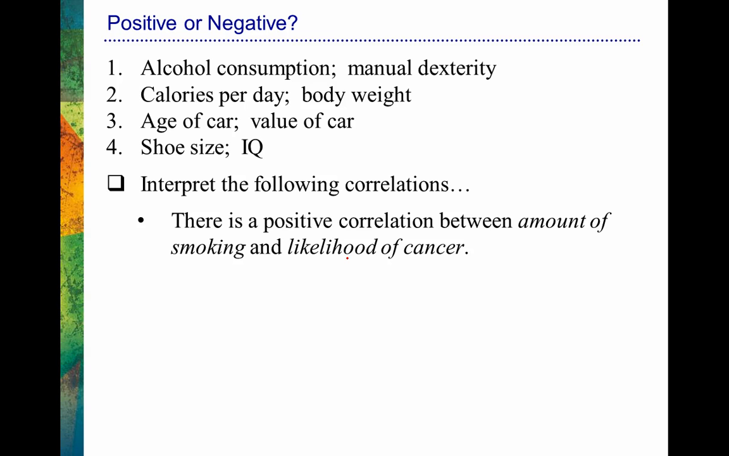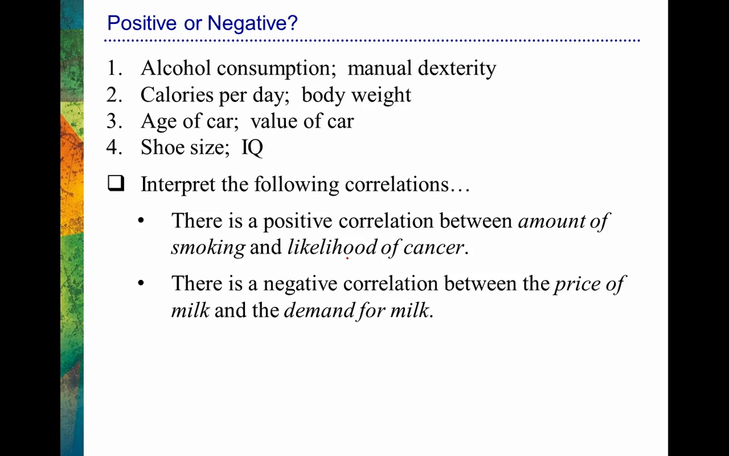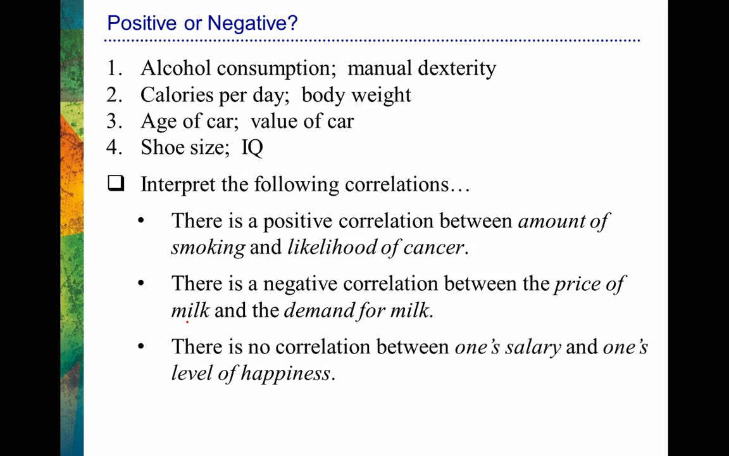What about this? There's a negative correlation between the price of milk and the demand for milk. So it's a negative correlation. So if the price of milk rises, what happens to the demand for milk? It goes down. We can see the flip side of that. As the price for milk goes down, what happens to the demand for milk? It goes up. All right, so we're just trying to get a little bit of practice here interpreting correlations.